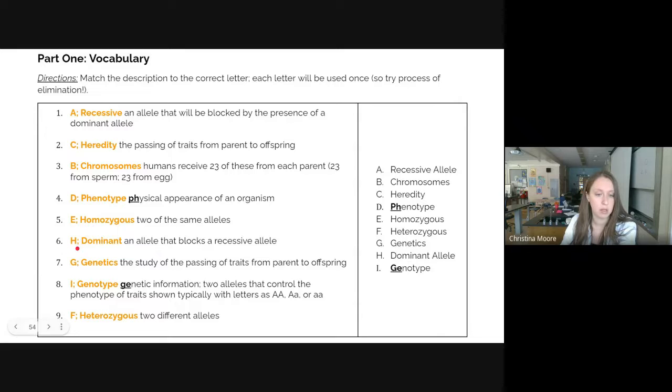6 was H, dominant, an allele that blocks a recessive allele. Number 7 was G, genetics, the study of the passing of traits from parent to offspring. Number 8 was I, genotype, the genetic information, the 2 alleles that control the phenotype of traits, typically shown with letters as shown. And then 9 was F, heterozygous, 2 different alleles. So going straight down, you should have had A, C, B, D, E, H, G, I, F.